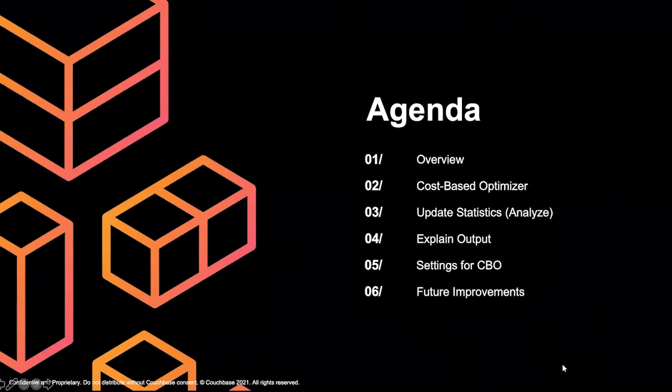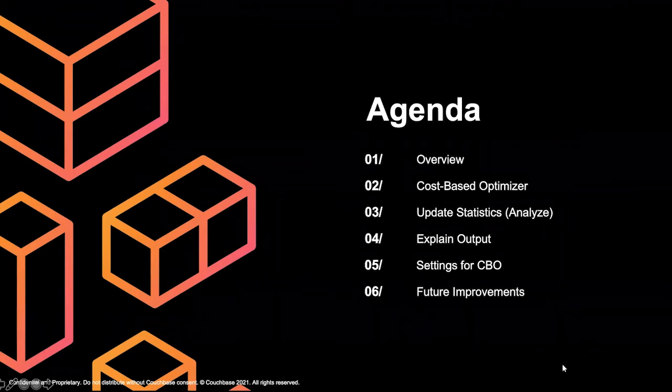So the quick agenda, we'll start with a quick overview of the rule-based as well as the new Couchbase Optimizer in N1QL. We'll spend a little bit more time on the new Couchbase Optimizer. Then we'll be spending a significant amount of time talking about the new update statistics or analyze statement, which is required for the functionality of the new Couchbase Optimizer. Then we'll move on to the output of the Couchbase Optimizer. And then we'll talk about the new settings for the Couchbase Optimizer, and we'll end with future improvements.